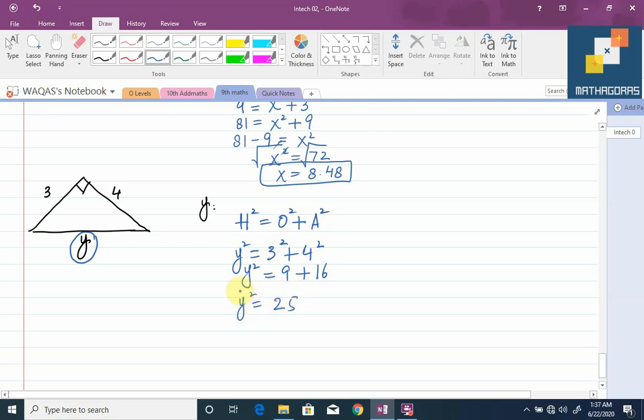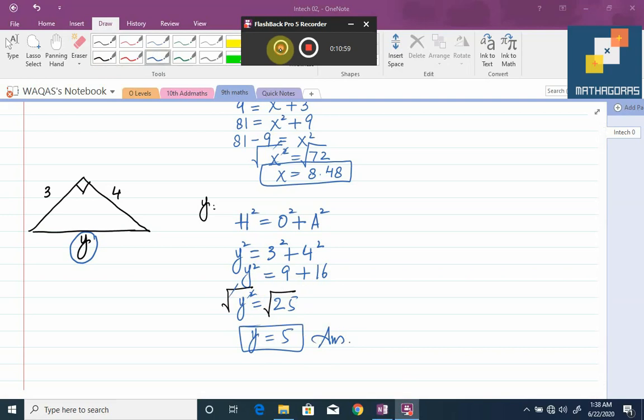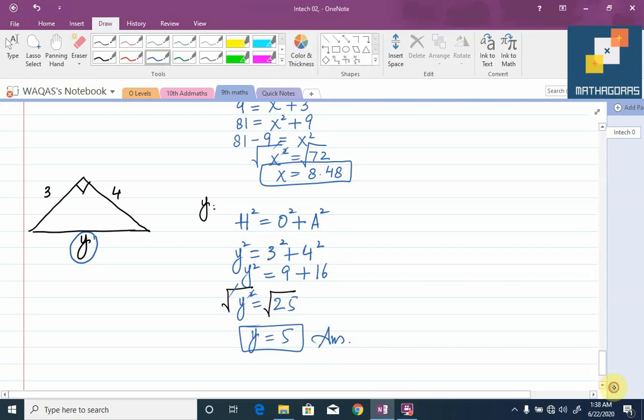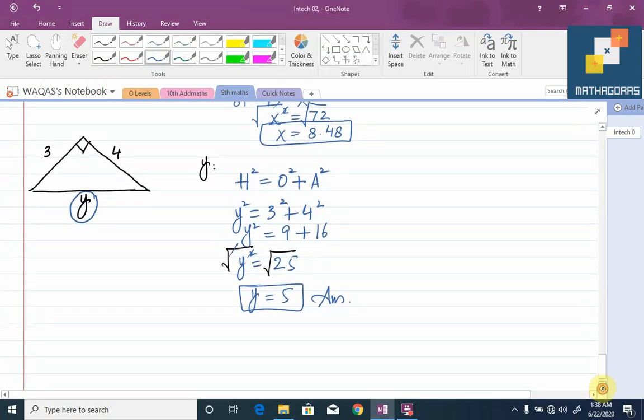We need to find the value of y, not y square. For that purpose, we need to take root on both sides. So square and root cancel. So y is equal to 5. That is your answer. Right. Moving forward to another example.